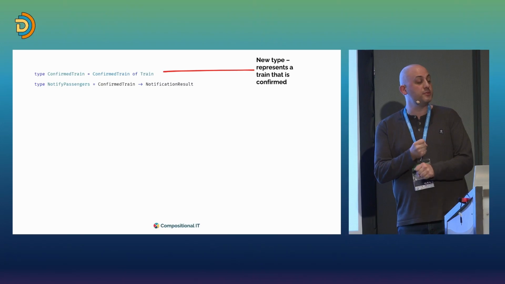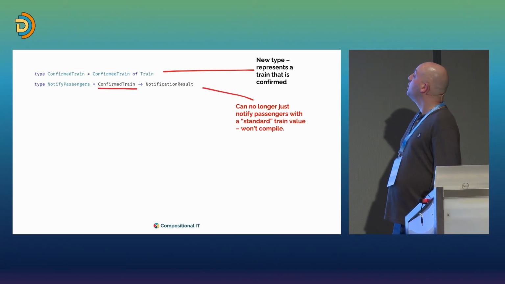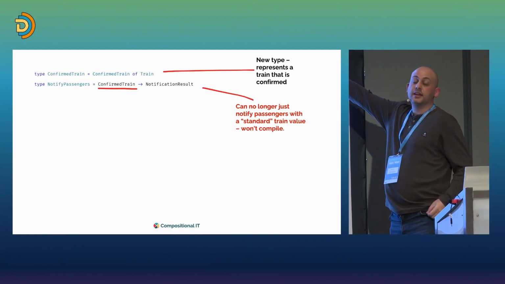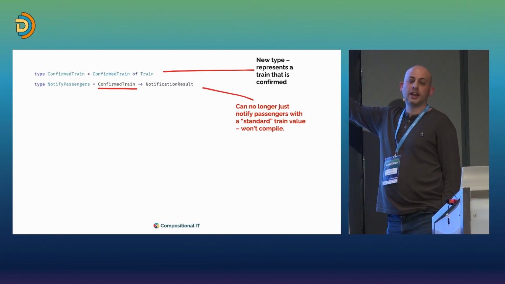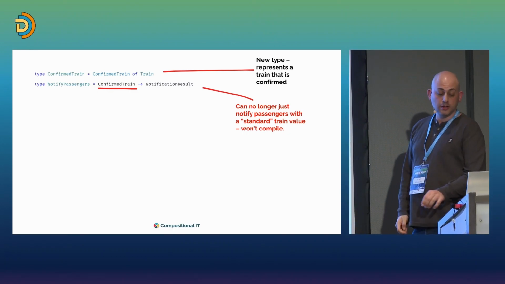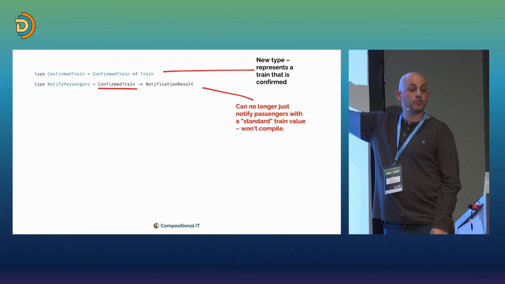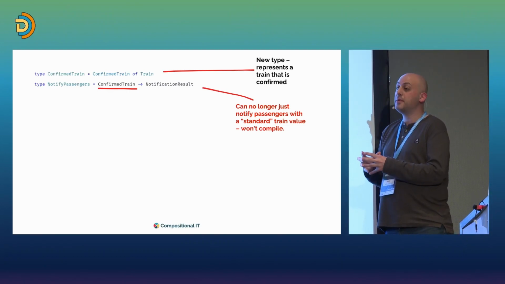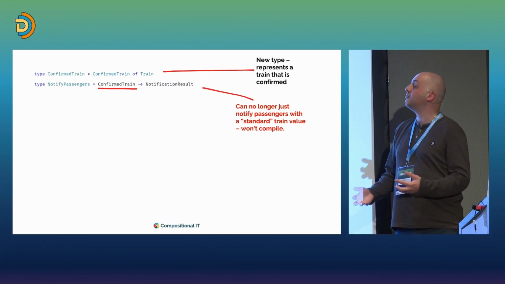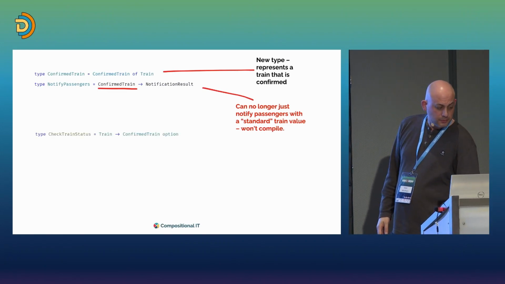Only trains that are confirmed, that are running, can be sold. So it's in effect saying that now we've got a contract here that only confirmed trains are allowed to be used in this function. We can't just pass in any train. If you even try to give a normal train in here, it won't compile. Confirmed trains are a different type. We've now made it more of a rule. You can show this and say, right, only these trains are allowed to work with this function.